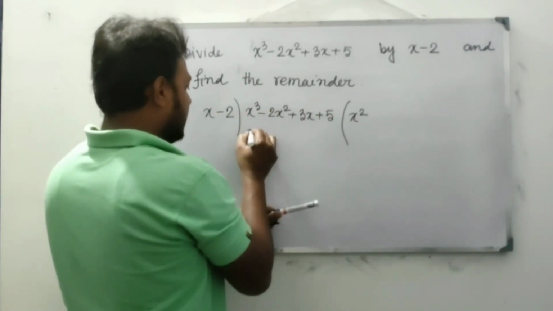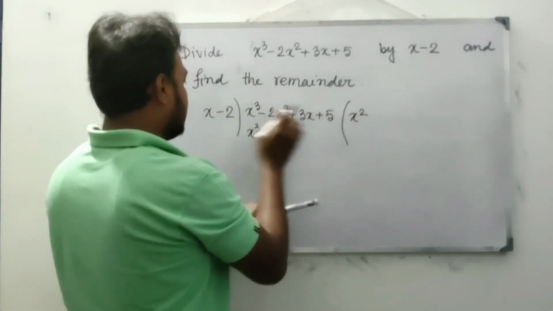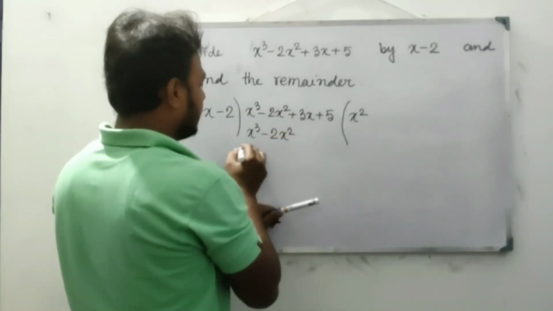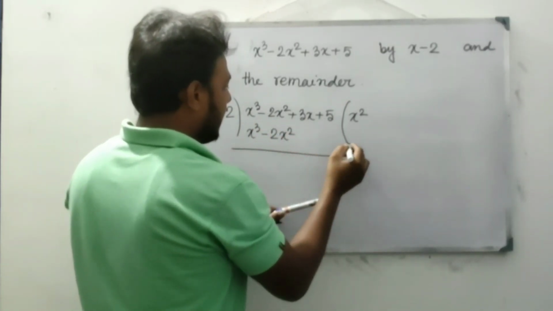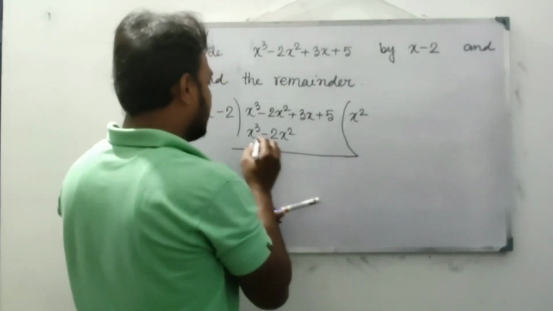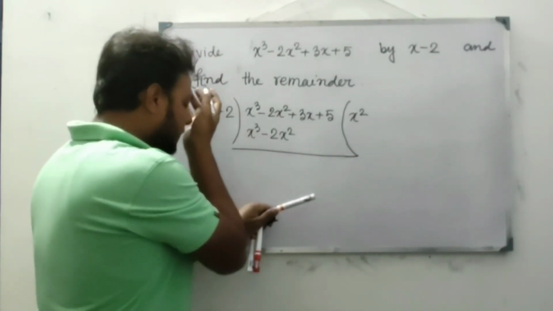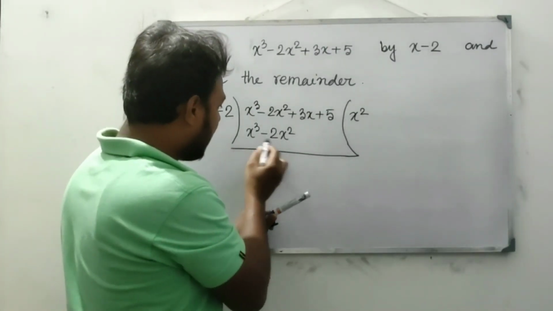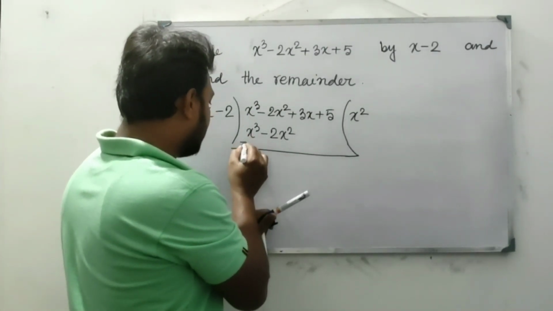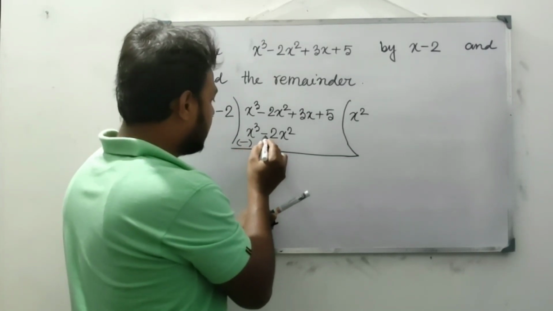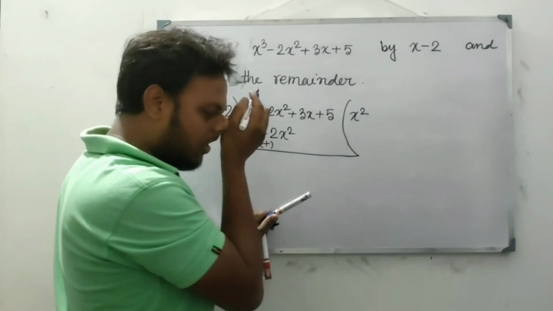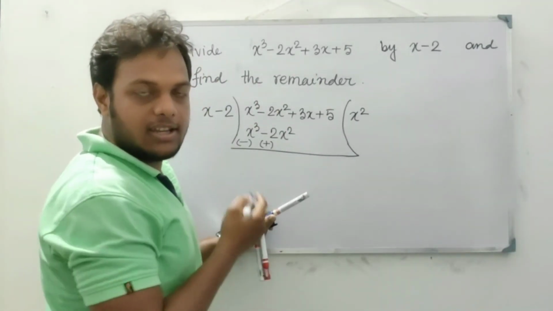So x into this will be x cube, and this is minus 2x square. Very good. Now, according to the division process, we have to subtract here. When we subtract, we have to change the sign of the last row. So plus is there, so it will be minus. Minus is there, so it will be plus. And now we have to simplify by considering the new signs.